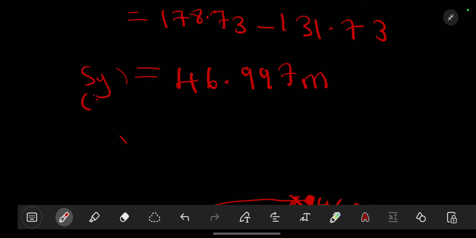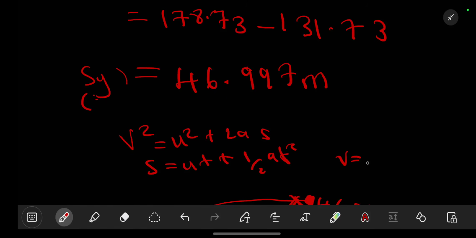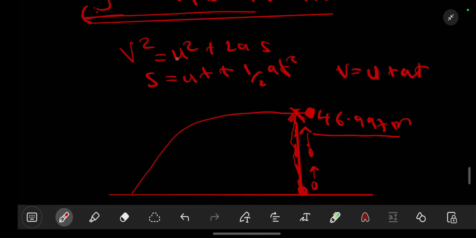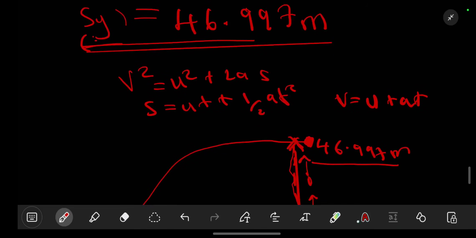So the kinematic equations again: v squared is equal to u squared plus 2as; s is equal to ut plus half at squared; v is equal to u plus at. We need to find the minimum initial speed. Which one are we going to use? We have the distance, and it should be able to rise. So we are going to use this equation. Why? Because we don't know the time.